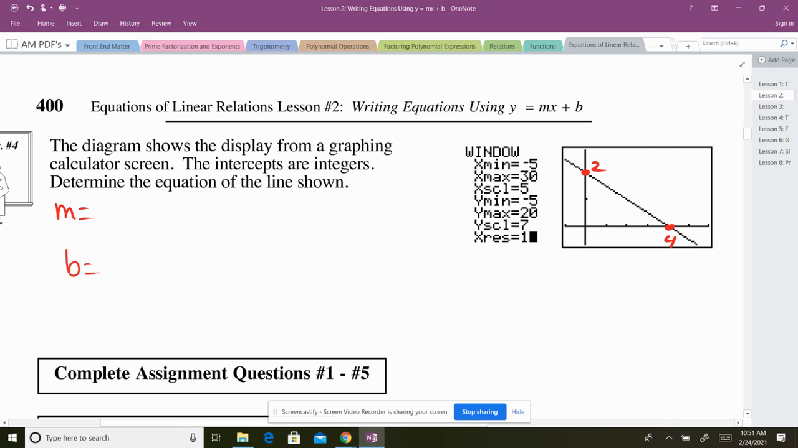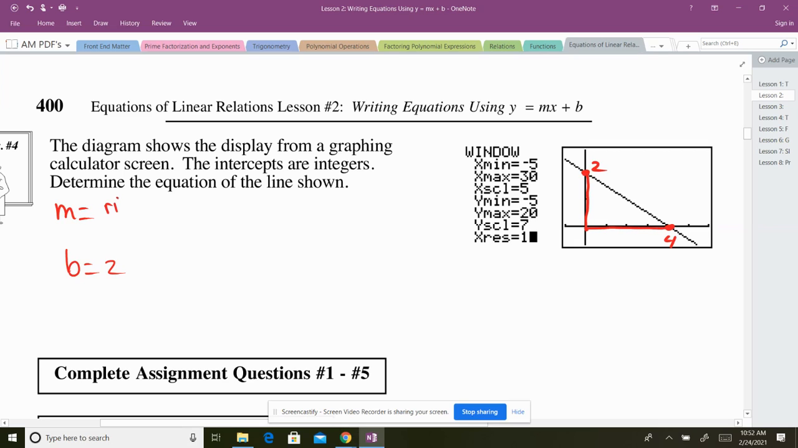Do I know one of those right now without doing anything? You know 2 is the y-intercept. It's right there. Now b is 2. Done. We got that bit. Now we have to figure out the slope. When you're doing slope from a graph, what shape do you make? You make a triangle. We'll connect these two.